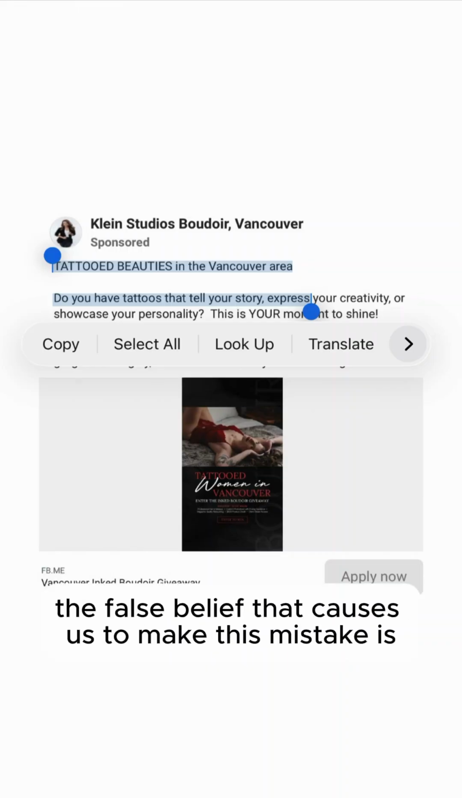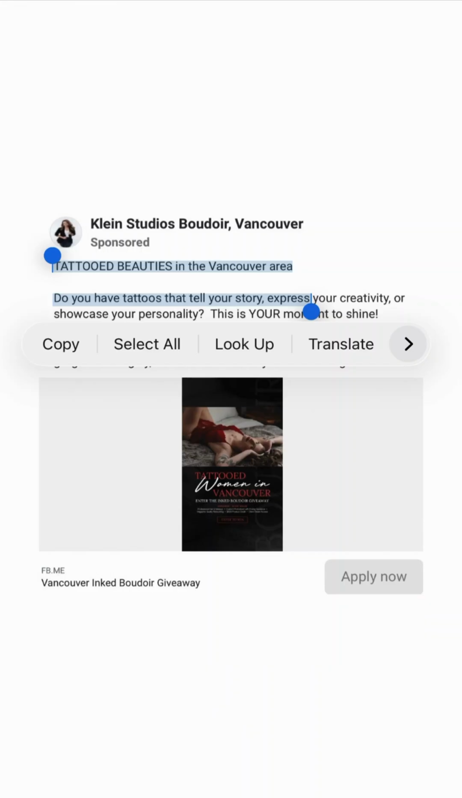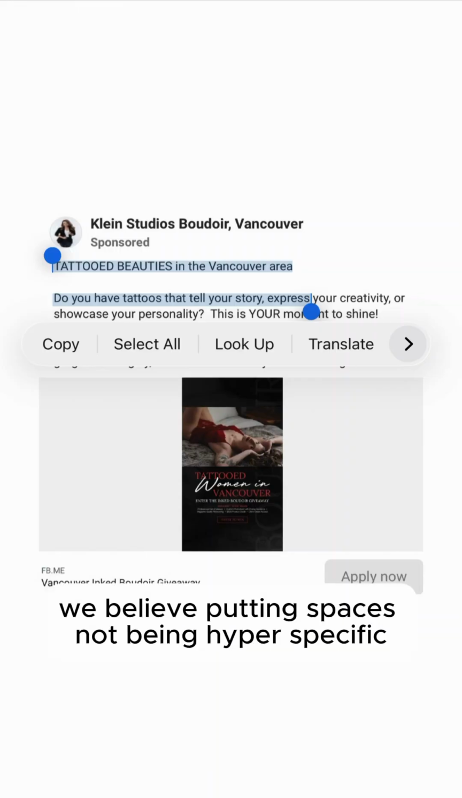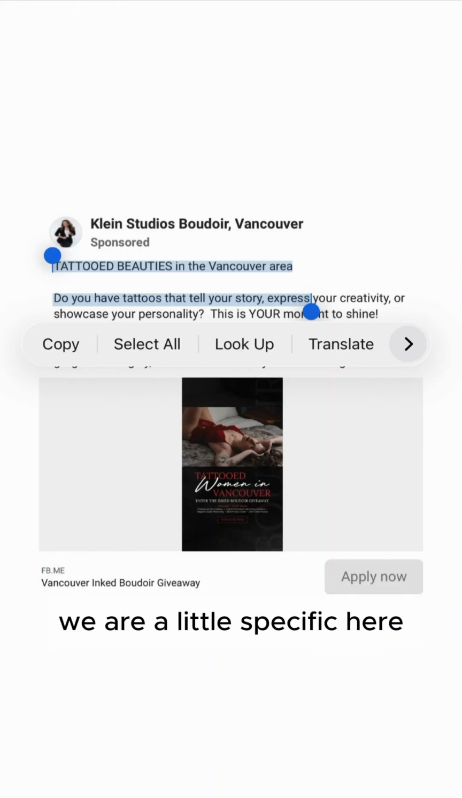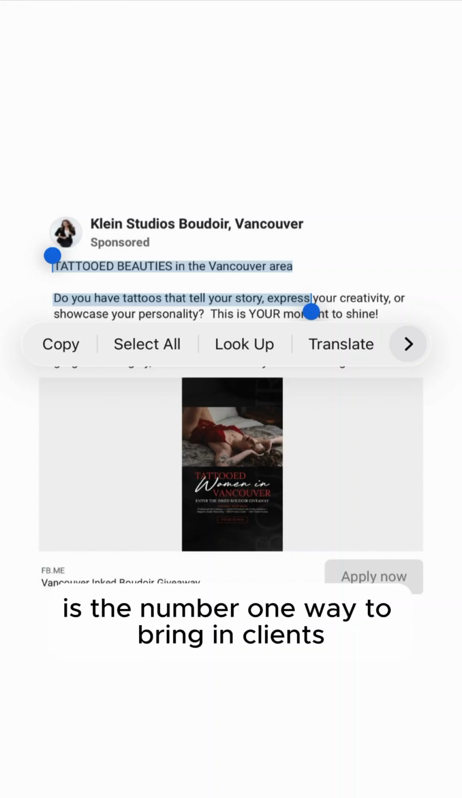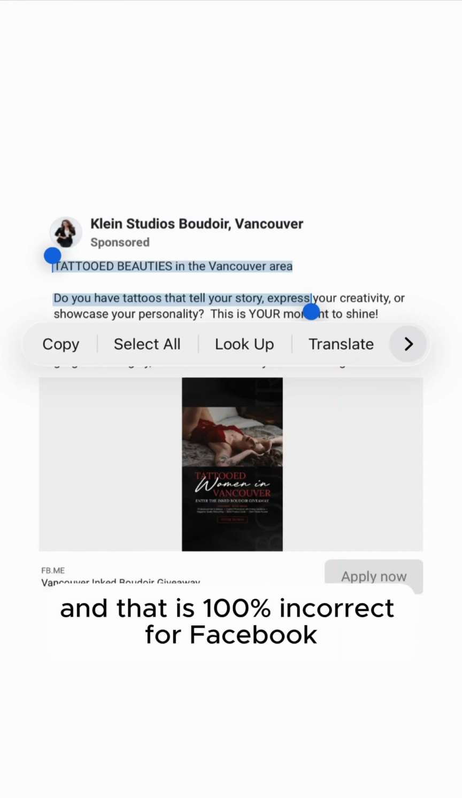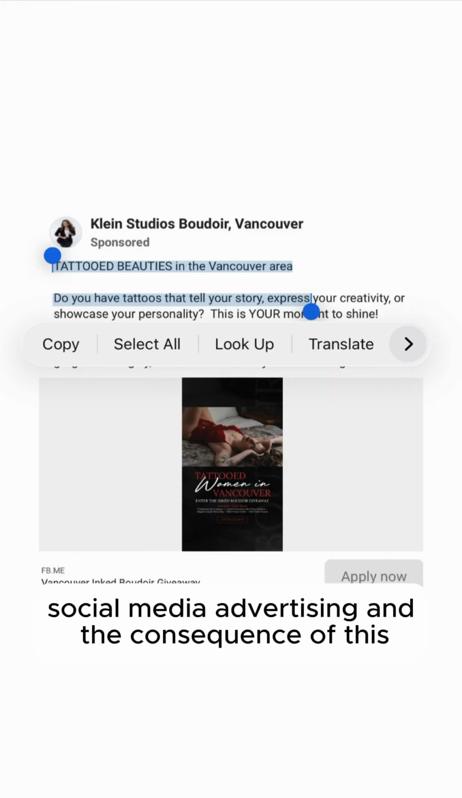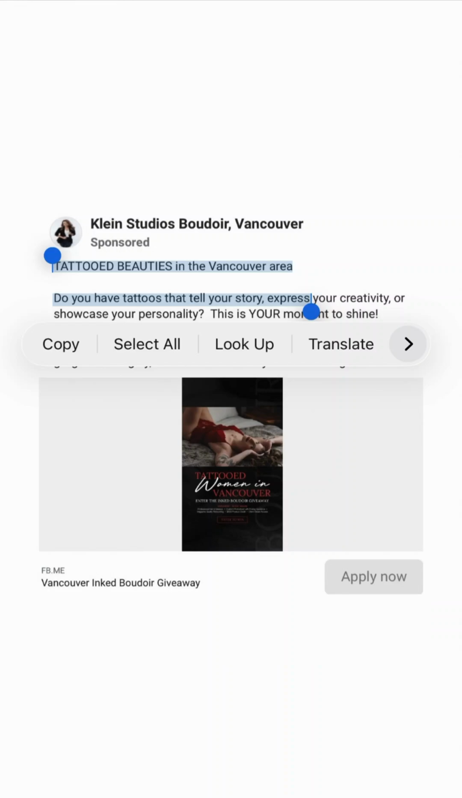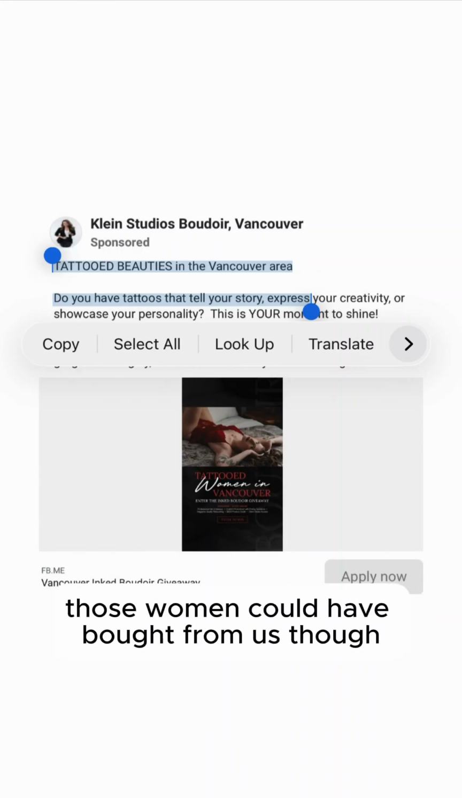The false belief that caused us to make this mistake is that we believe putting spaces, not being hyper specific, we are a little specific here, but not being hyper specific into who we're speaking to is the number one way to bring in clients. And that is 100% incorrect for Facebook social media advertising. And the consequence of this, way more women that could be the perfect fit for our ad are scrolling right on by. Our ad is never entering their brain. Those women could have bought from us though.